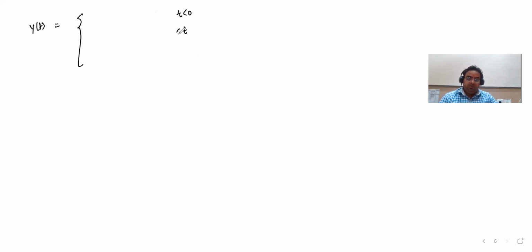The second case is when t is greater than 0 and less than 1. The third case is when t is greater than 1 and less than 2. The last case is when t is greater than 2 and less than 3.